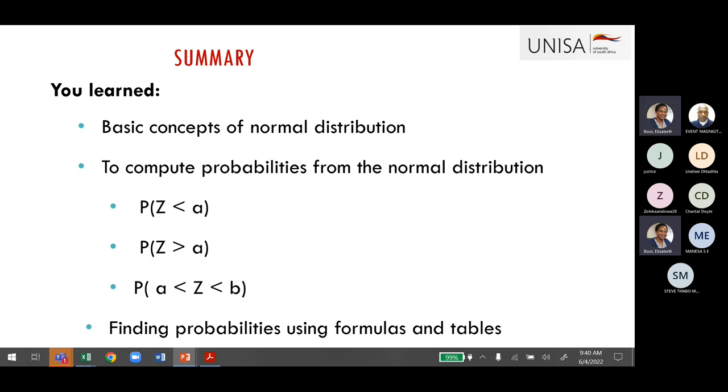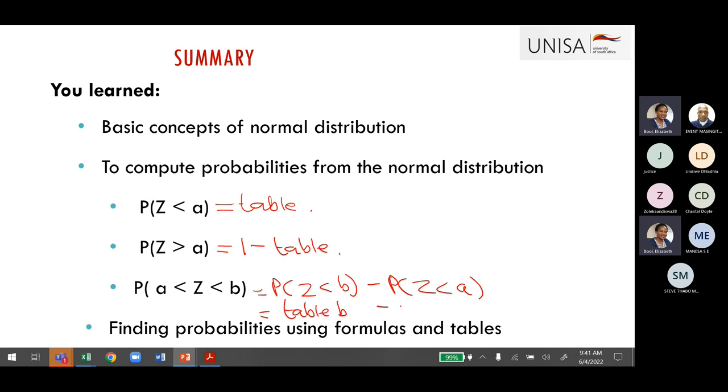And that is what you would have learned on how to use the normal distribution table, how to calculate the probabilities of between and how to calculate the probability of less than or greater than. Remember, the probability of less than is the value you find on the table. The probability of greater than will be 1 minus the value you find on the table. The probability of between will be the probability of Z less than B minus the probability of Z less than A, which means the value you find on the table for B minus the value you find on the table for A, right? And that's how you do that.